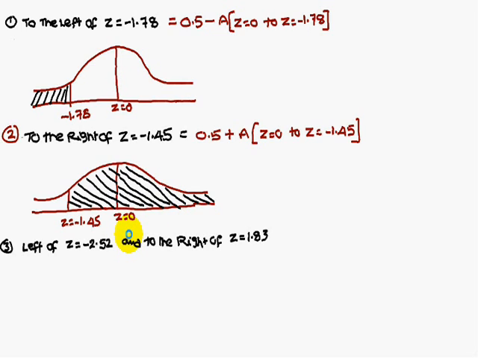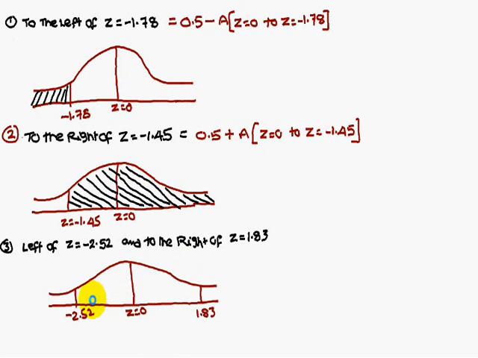Okay. Similarly, to the left of z is equal to minus 2.52 and to the right of z is equal to 1.83. So we have to draw a bell shaped curve, minus 2.52 on the left hand side, 1.83 on the right hand side. To the left of z is equal to minus 2.52, this is the area. To the right of z is equal to 1.83, this shaded area you have to find.